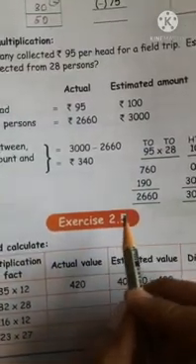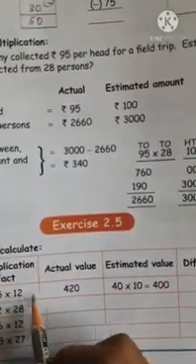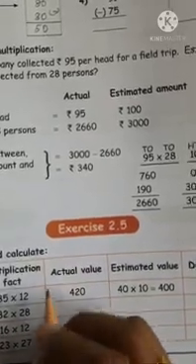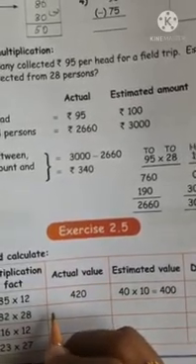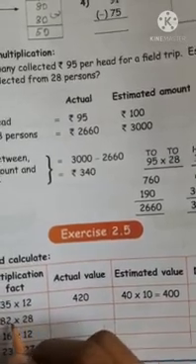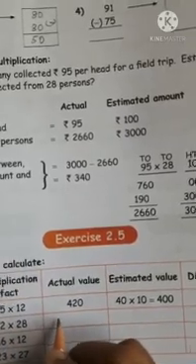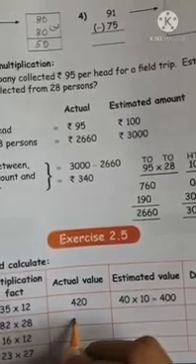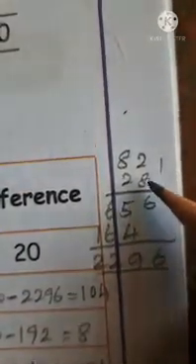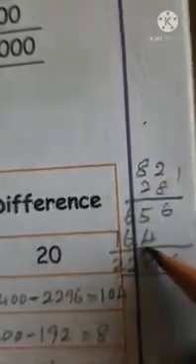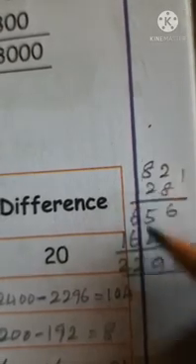Next exercise 2.5. Already one sum they have done for you, and the second sum I will explain. You listen carefully. Remaining sums you have to do as homework. Okay. So 82 into 28. First we have to multiply the actual numbers and write the answer. So 82 into 28, 8 2s are 16, remaining 1, 8 8s are 64, so 65, 2 2s are 4, next 2 8s are 16.